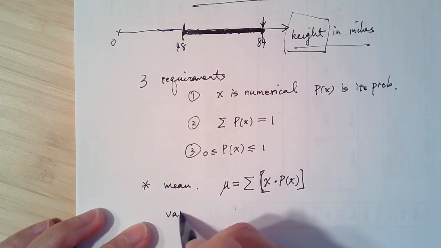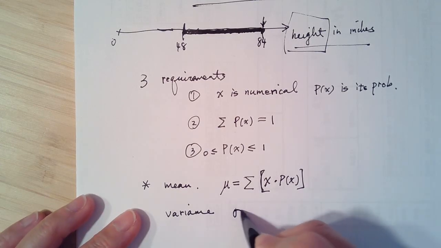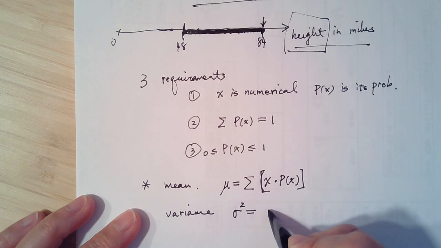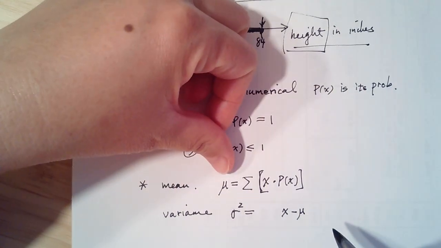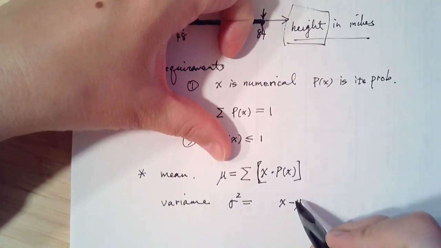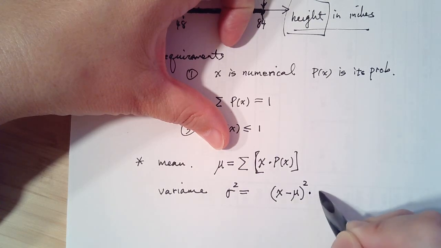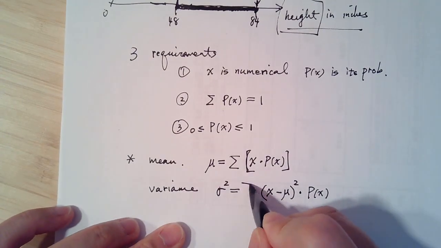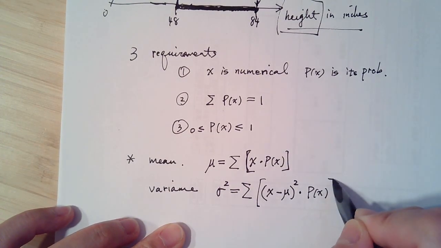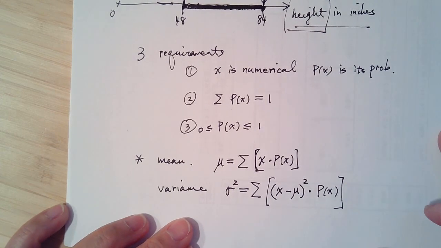Okay, variance. For a distribution, we have a variance, which is sigma square, and sigma square is this. You take each X minus mu, which is what we just found, and then we square it, and then we multiply by the probability of X. After you do this, you add all those products up. I just write this bracket, but you don't really need to.